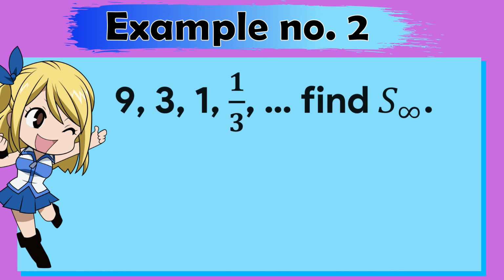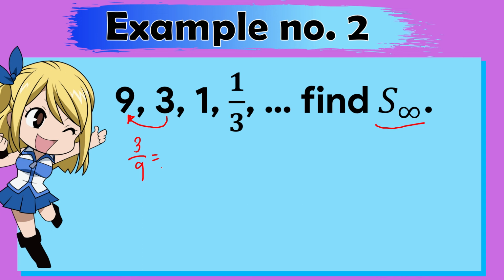Okay, let's have example number 2. For the second example, we have 9, 3, 1, 1/3, and so on. So still, ang pinapahanap po sa atin ay S sub infinity. So alamin muna natin kung may common ratio ba yung sequence. So we have 3 divided by 9. So 3/9.